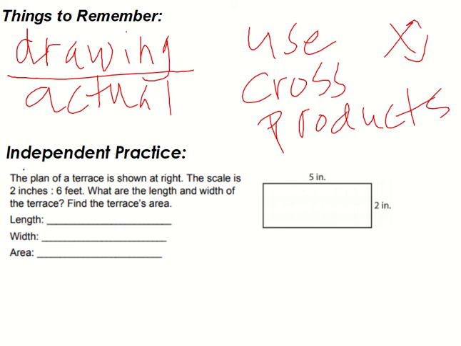All right, so here's your independent practice. Just so that we're all together, let's just call this the length and this the width, so that when we answer, we all have the same thing. And then don't forget, area is equal to that length times that width, but after you solve for them, okay? So the plan of the terrace is shown at right. The scale is 2 inches to every 6 feet. What are the length and width of the terrace? And then find the terrace's area. So again, this is a plan, like a blueprint, and you're finding the actual.